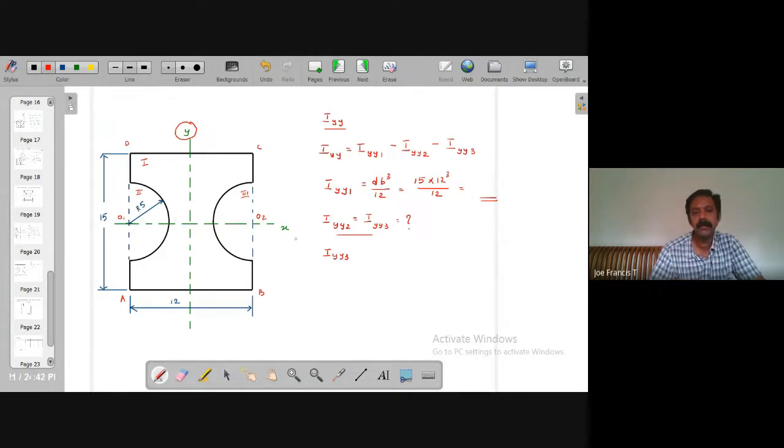So here we need to apply the parallel axis theorem. The first step is to locate the centroid. So I'll choose a different color. Suppose the centroid is here.